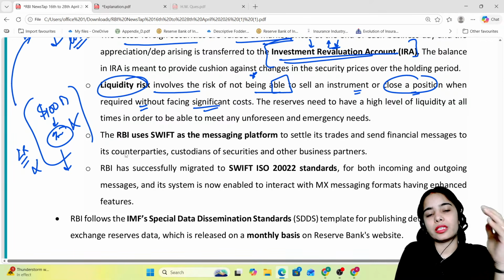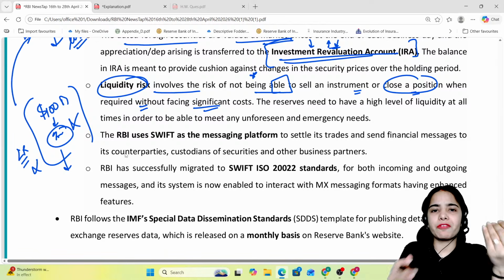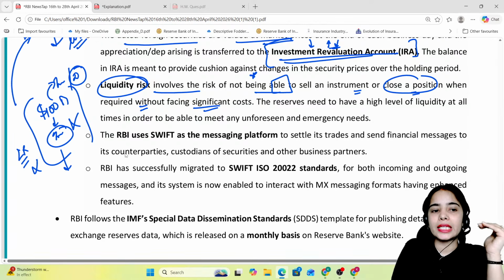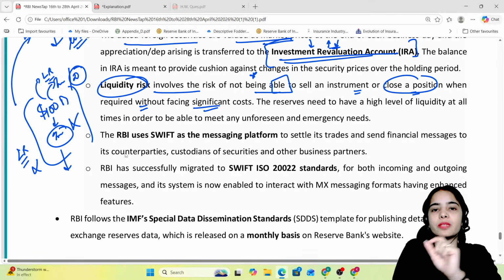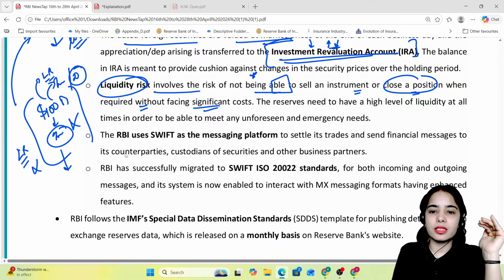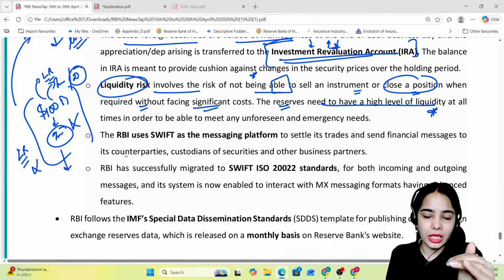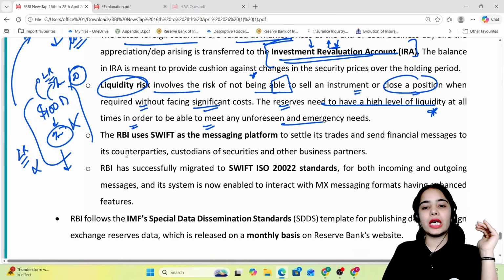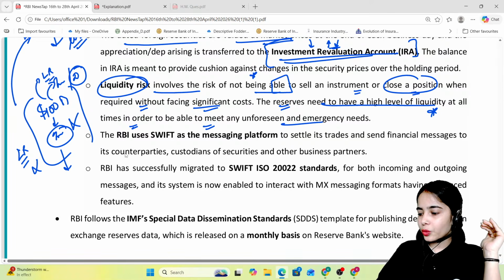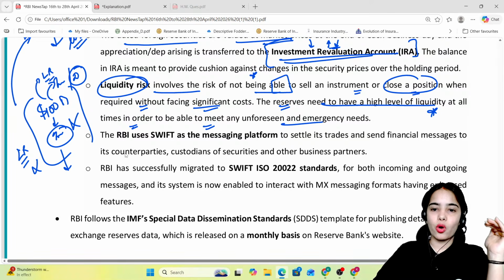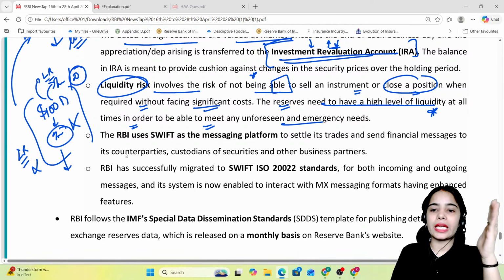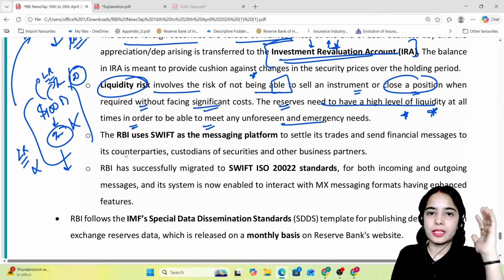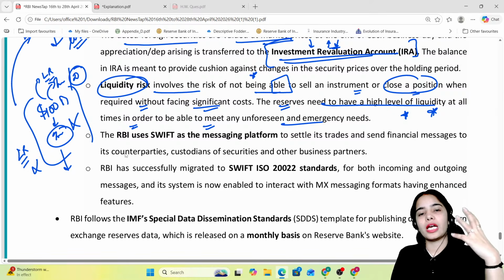So in this case, there can be liquidity risk, though RBI is investing in such instruments and diversifying in such a way that there is no liquidity risk or there is minimum liquidity risk. But the reserves need to have a high level of liquidity at all times in order to be able to meet any unforeseen and emergency needs. So it is basically said that the liquidity risk should not be there, or the reserves need to be maintained in highly liquid instruments so that RBI can easily sell the instruments whenever required and get the money whenever required.